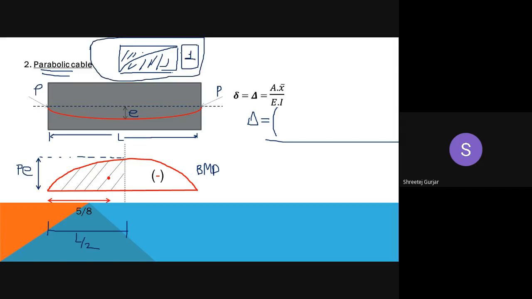Remember this, it will be easier for you. As you have told me, it is 2/3, so I'll write 2/3. 2/3 of what? 2/3 into how much? L/2 into PE, correct. So we are done with A.